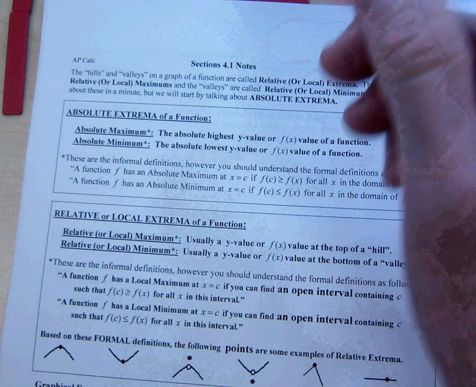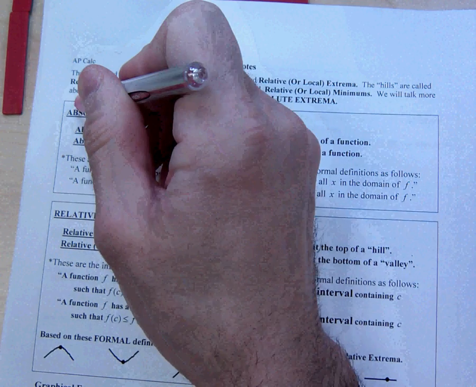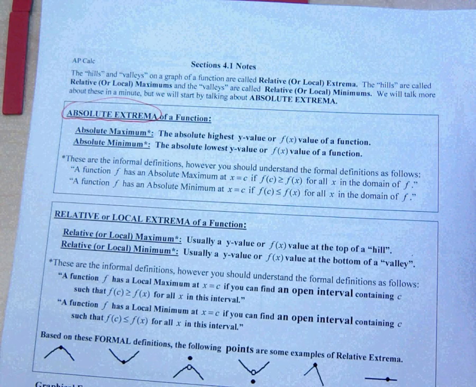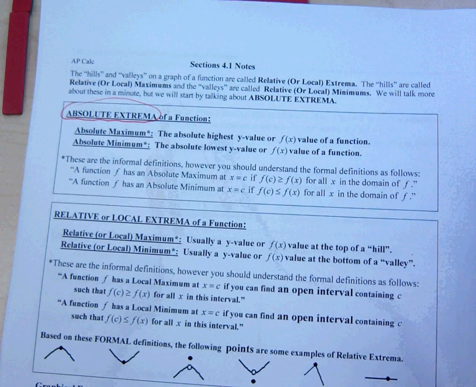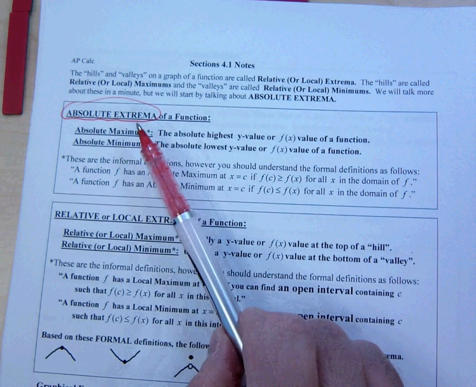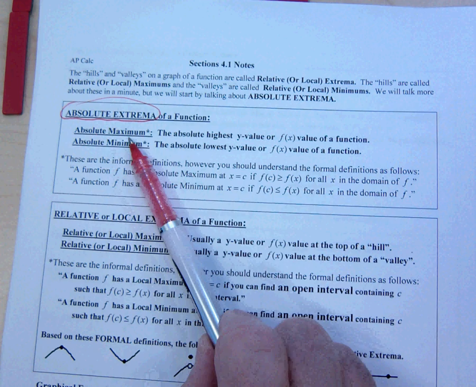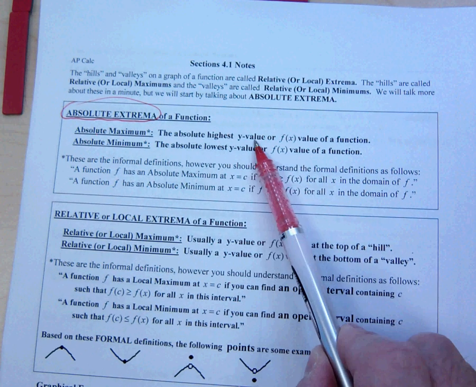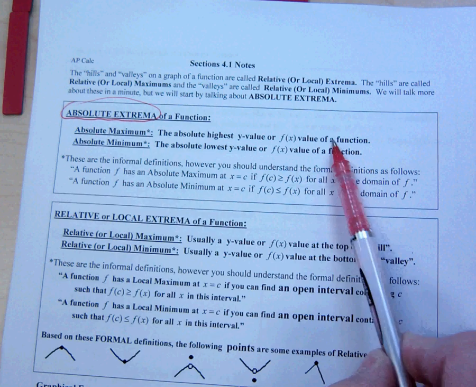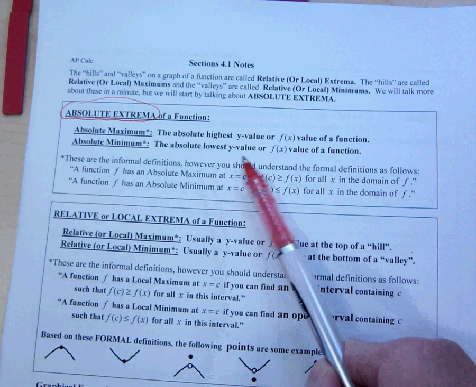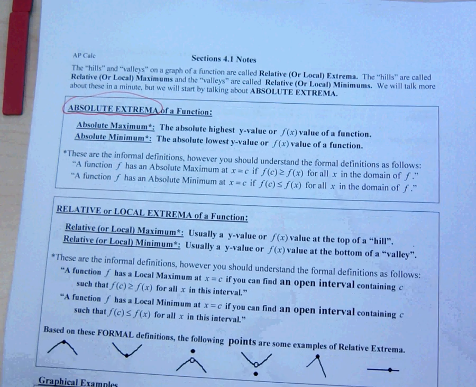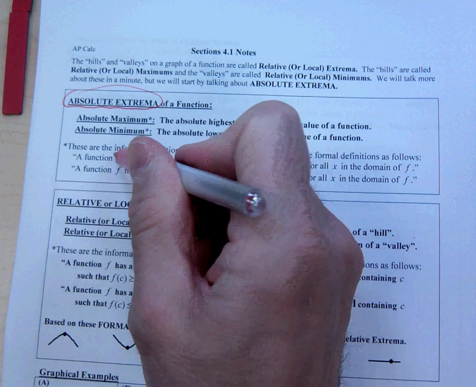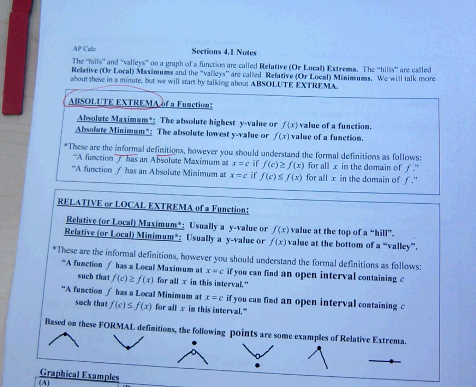First we're going to start by talking about absolute extrema, which is not the same as relative or local extrema. Let's first talk about the absolute extrema. The absolute extrema are exactly what you think they are. For example, the absolute maximum would be the absolute highest y value or f of x value of a function. The absolute minimum would be the absolute lowest y value or f of x value. Now that's just an informal definition, but you should understand the formal definitions.